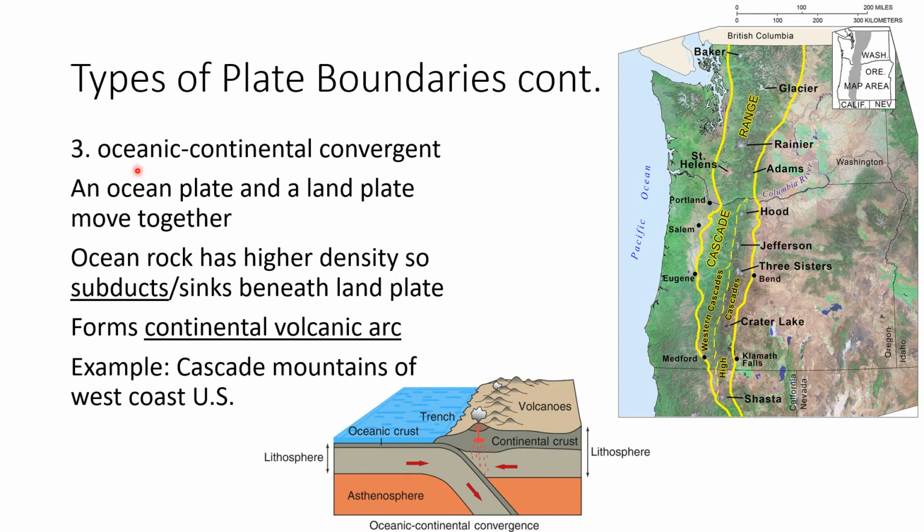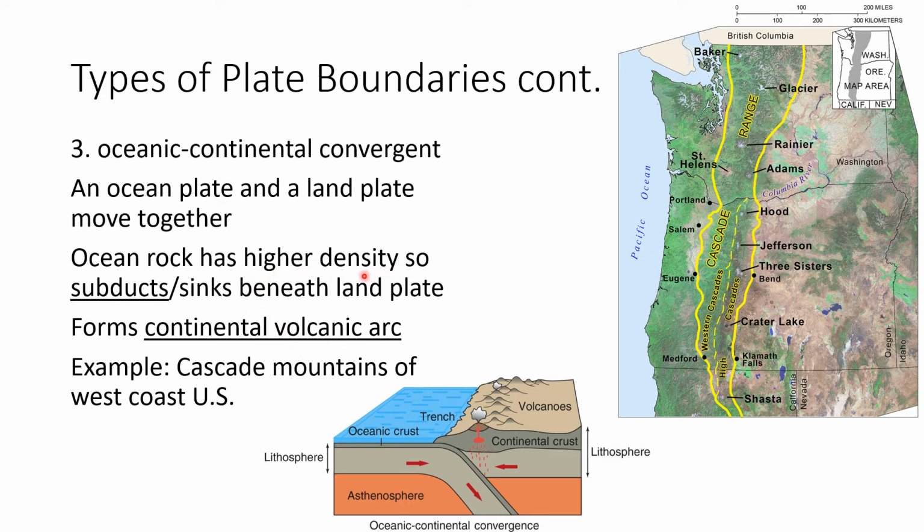So third type of specific plate boundary is called oceanic-continental convergent. So we've got one ocean plate and one land plate that are moving together now instead of apart. So when you have an ocean plate and a land plate that are moving together, the rock that oceanic crust is made out of is a lot more dense.